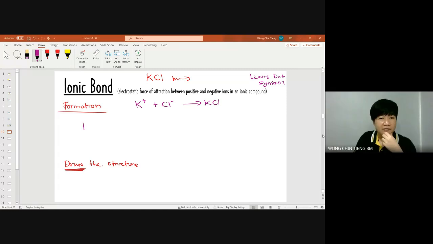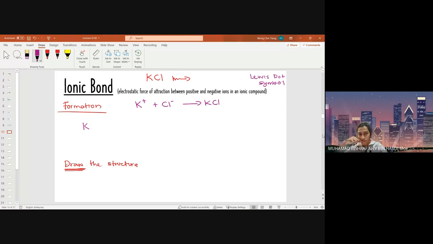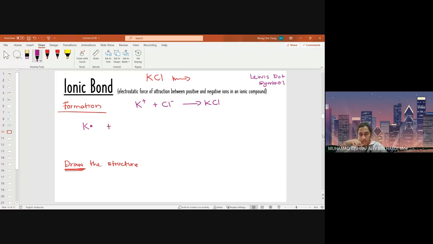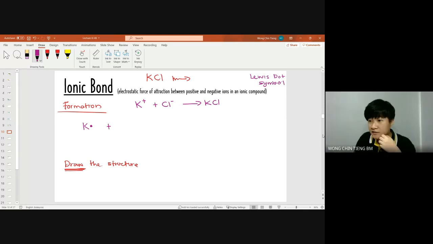K. How many valence electron? 1. So 1 dot. Chlorine. How many valence electron? 7. Thank you. So my 7 should look like this. And dalam exam, touch wood, K dengan Cl patut ingatlah 1, 7. Touch wood, masuk exam blur, blank gila, lupa tak ingat.